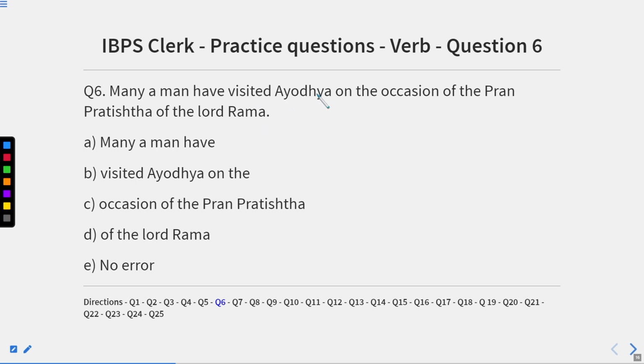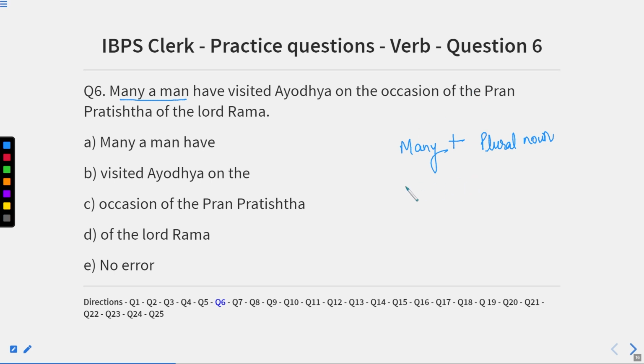Many a man have visited Ayodhya on the occasion of the Pran Pratishtha of the Lord Ram. So this is a very nice sentence. Now let us see what the answer is and what the error in this sentence is. Of course, here it is written "many a man". Whenever we have the word "many", it is actually an adjective which is always followed by a plural noun, that is, we write many boys, many people, many men.